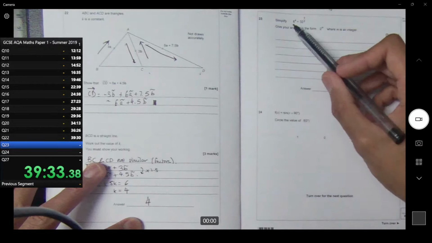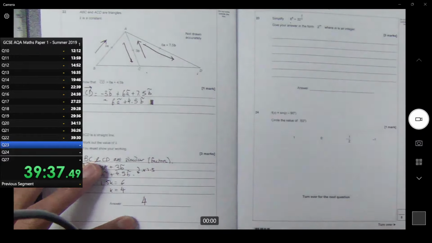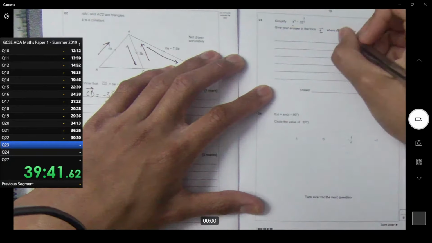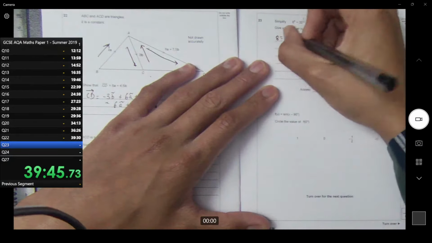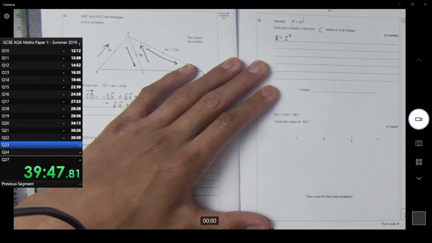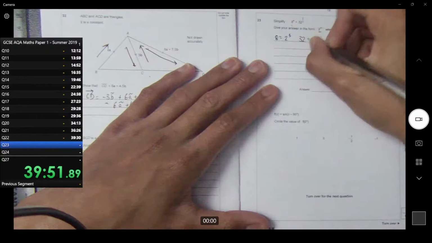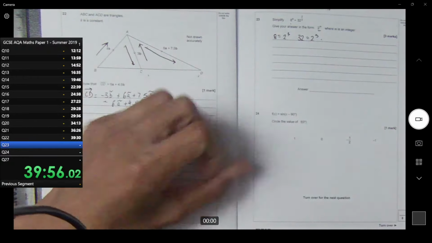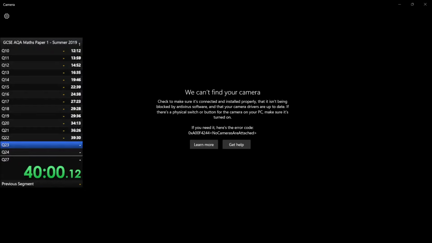Simplify 8 to the 4 divided by 32 to the power of 2, to the 2 to the fifths. And give your answer in the form 2 to the m, where m is an integer. So what we know is 8 is 2 to the power of 3, and 32 is equal to 2 to the power of 5. That means 8 to the 4.